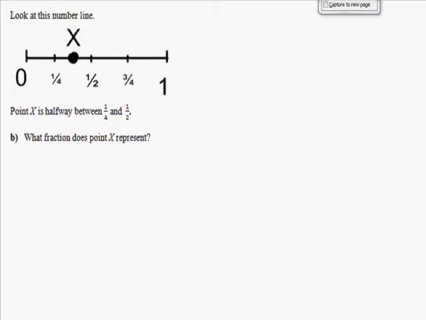Let's take a look at it. It looks like x is right in between 1/4 and 1/2. Now remember, when we are modeling fractions, fractions are representing equal parts. So I've just divided that chunk into half. So that means I need to divide the other chunks into half so that all of these parts are equal. So let's do that now.